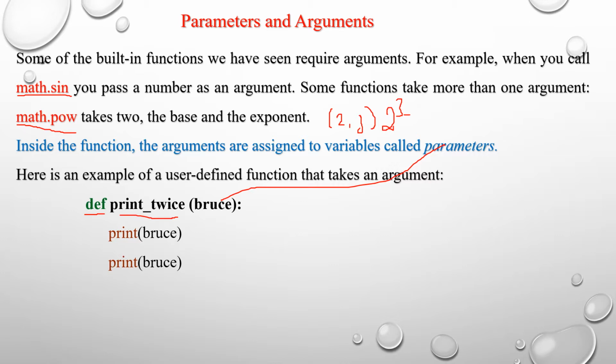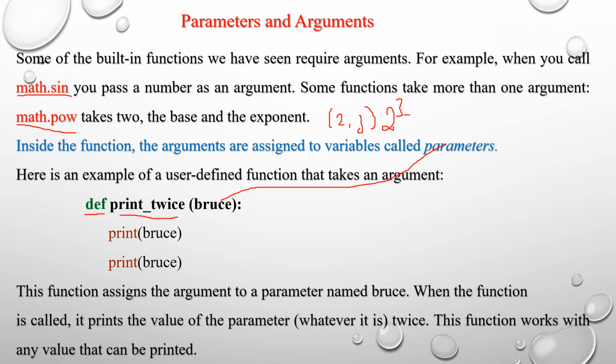Now we are going to print Bruce and print Bruce, so it is going to print the parameter twice. This function assigns the argument to a parameter named Bruce. When the function is called, it prints the value of the parameter, whatever it is, twice. The function works with any value that can be printed. If you call print_twice, it will print the value twice.